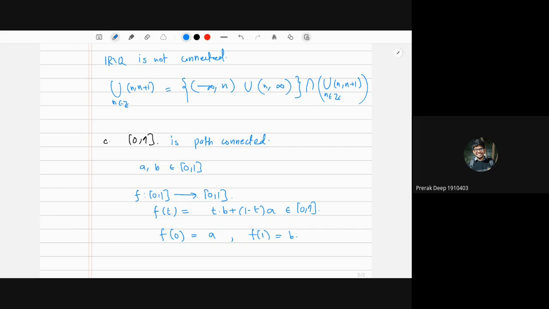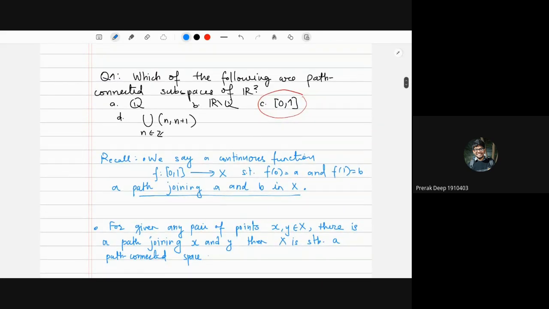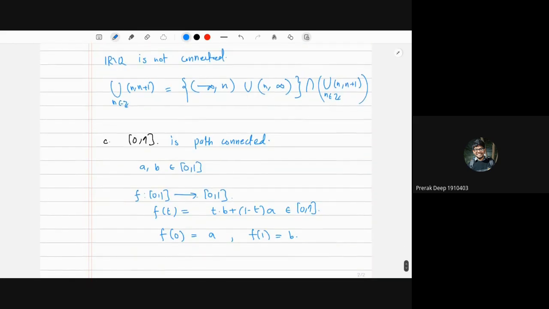For those who joined just now, today we are discussing assignment 6 from the Invitation to Topology course, and I'm discussing a question on path connectedness. The question was: which of the following are path connected subspaces of R? Only C is the correct answer, and A, B, D are the wrong answers. Good. Any question?